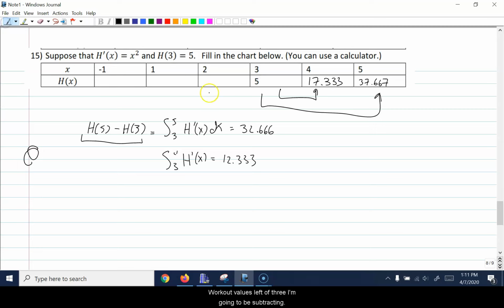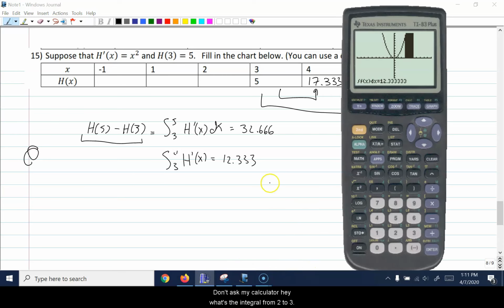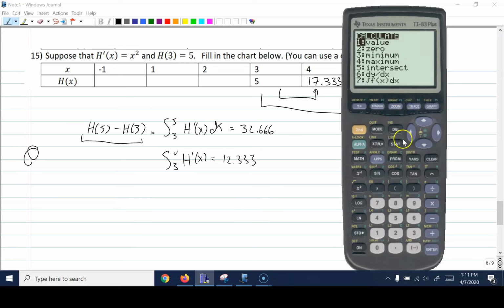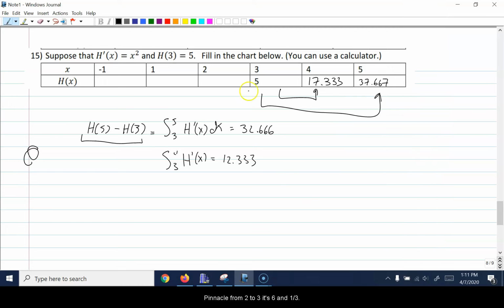To work out values left of 3, I'm going to be subtracting the integral. I'm going to ask my calculator, hey, what's the integral from 2 to 3? It's 6 1/3. So I need to subtract 6 1/3. 5 minus 6 1/3 will be negative 1 1/3.